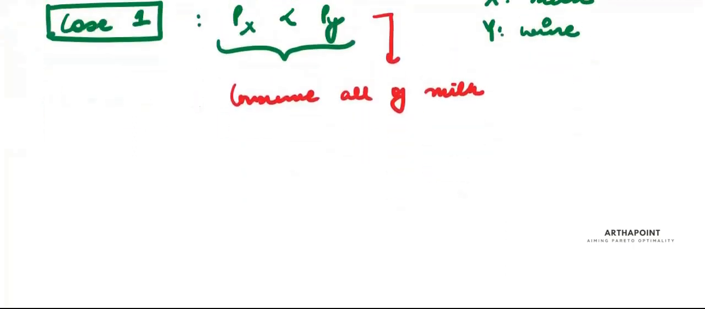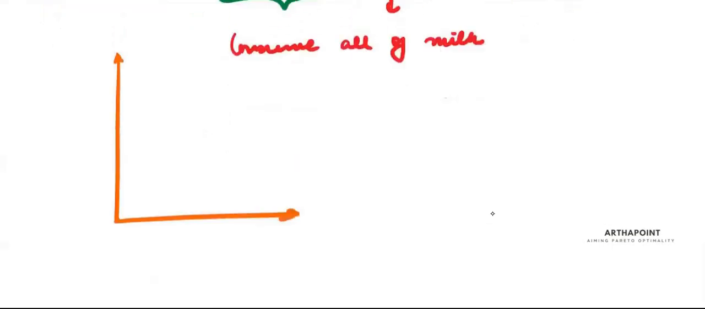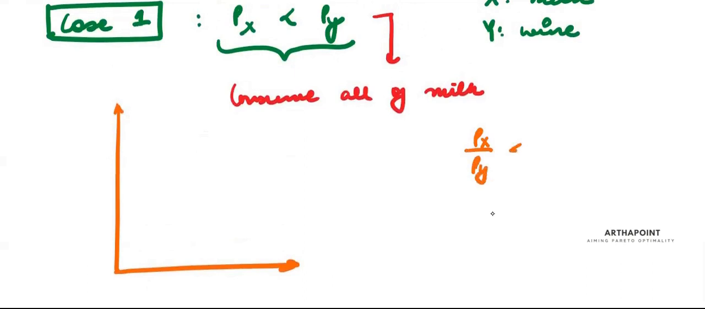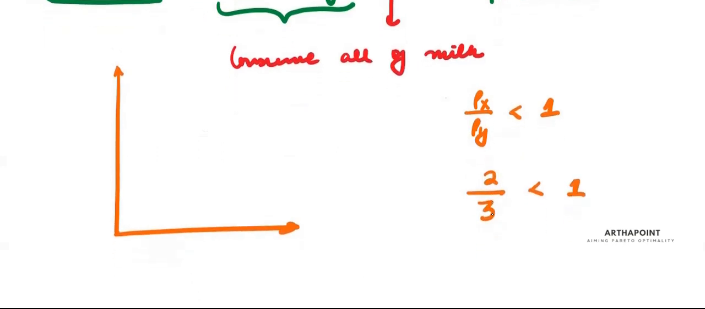How do I show this? Because Px is less than Py, I get a budget line, which is, let's say, Px by Py less than 1. So let's say my Px is 2, my Py is 3, and this is less than 1. If I have to jot down the budget line for this, this is 1, 2, 1, 2, 3. This is my budget line, 2 by 3. You should always take some numbers to draw the budget line. That way, it is always simpler to draw it.